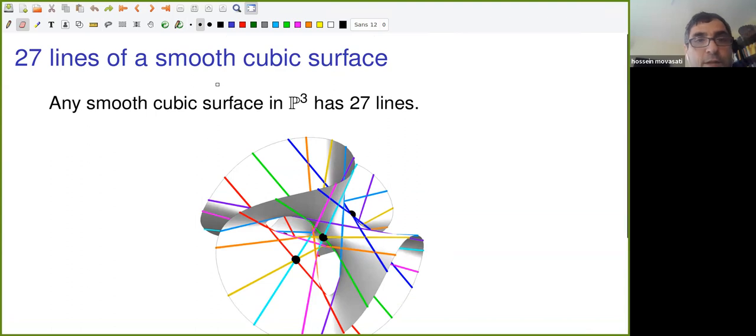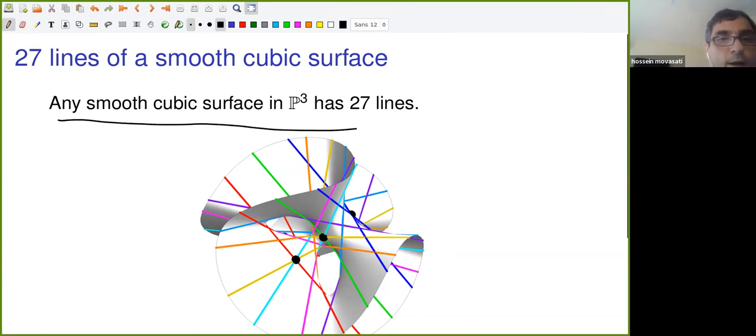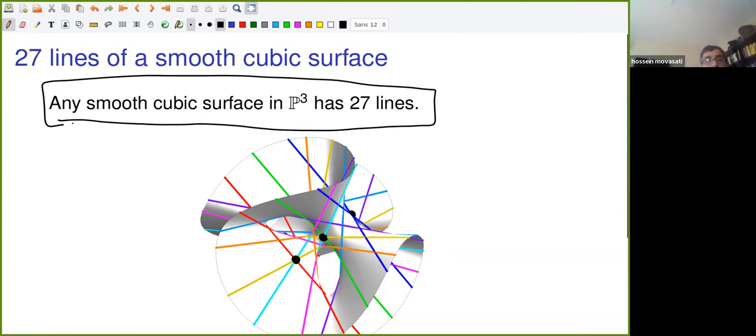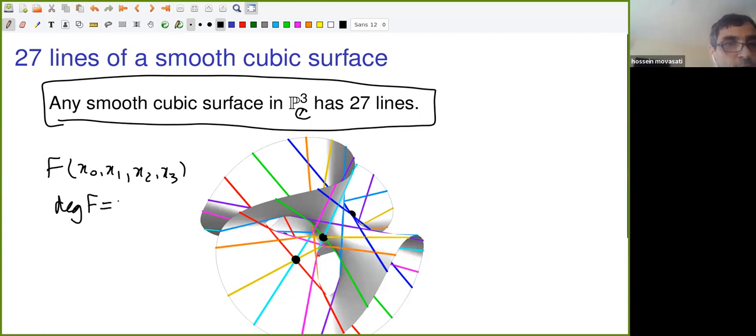I will start with the tale of 27 lines of a smooth cubic surface. This is a very well-known fact in algebraic geometry, and it has fascinated a lot of generations, that any cubic surface in P3 has 27 lines. I am always working over complex numbers. A cubic surface is given by a homogeneous polynomial in four variables, of degree 3, and we projectivize the zero set of this polynomial, and we get a surface in P3.